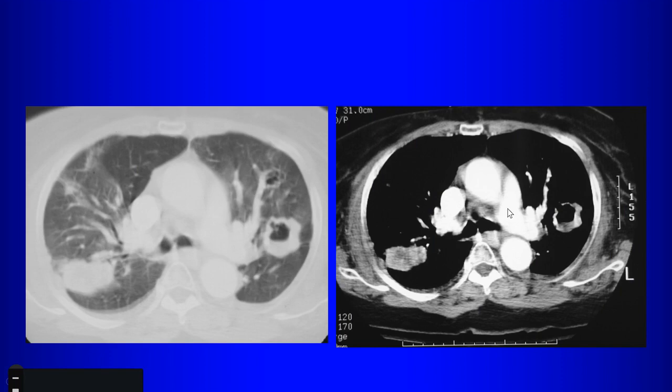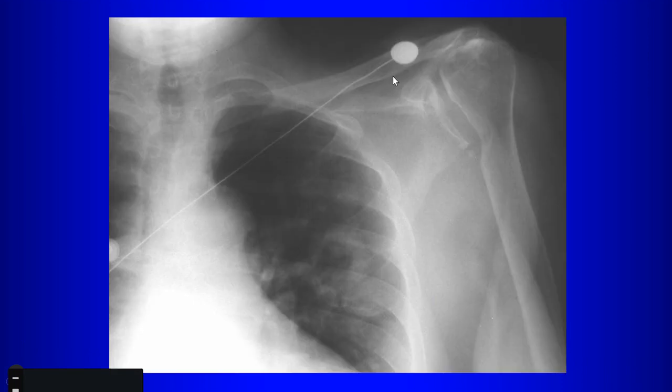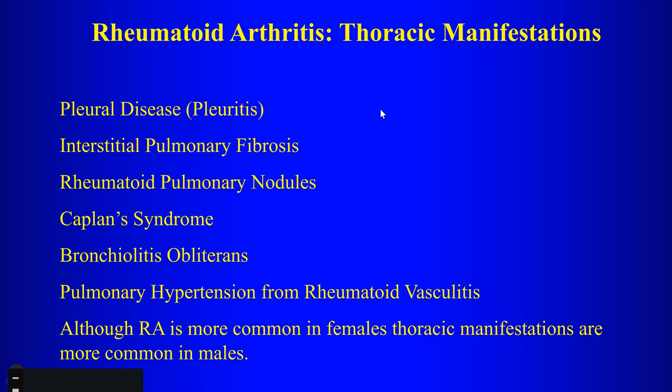But here in this conference, these are necrobiotic rheumatoid nodules. A patient with rheumatoid arthritis. All right. So we can then go into this little detour. Let's talk about rheumatoid arthritis, the thoracic manifestations of rheumatoid arthritis.